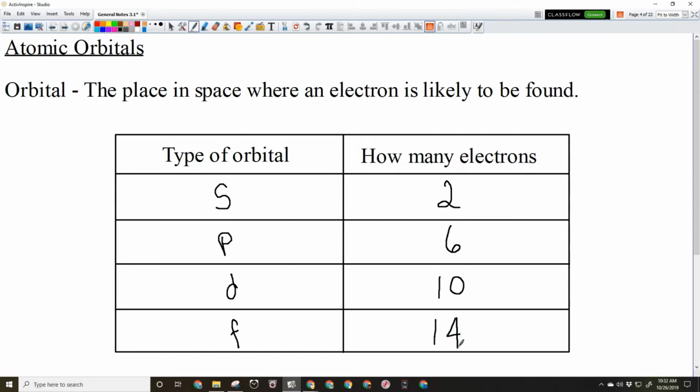And as I mentioned, we're not going to talk a whole lot about the d and the f orbitals. We're going to talk a little bit about the d as far as how many electrons can be held in that orbital. Hardly any on the f. I'm going to show you where the f orbital is, but that's the extent of it. So we're going to concentrate most of our time on the s and p, and then just a little bit on the d orbital.